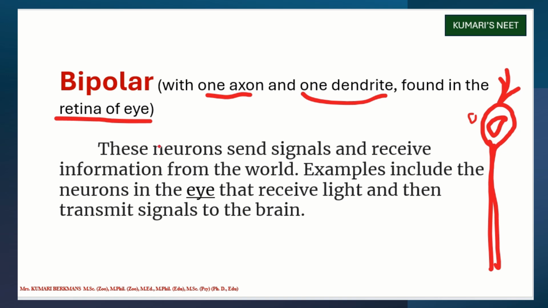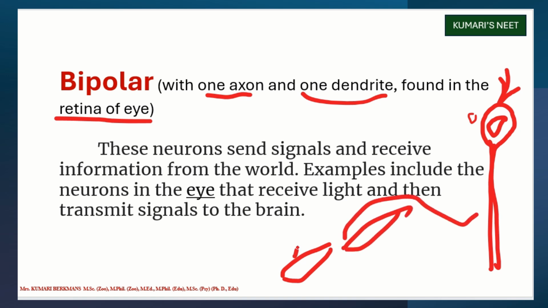These neurons send signals and receive information from the world. They receive the information from the world through the eyes, and send it to the brain from the eyes. Those nerves are called optical nerves. These optical nerves take the message to the brain, and there in the brain it will be interpreted.